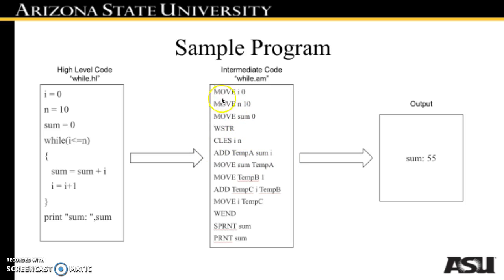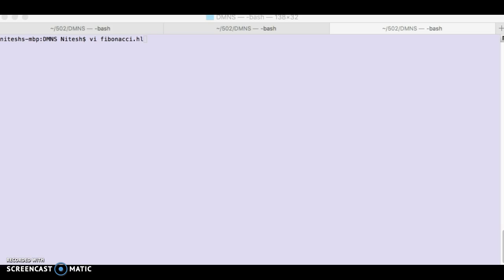Next we pass this assembly code to our runtime environment, and the runtime executes this assembly code line by line, generating the output as shown here. Next, Deepti will take over and run through some of the examples which we have written in DMNS. We'll go to the sample program now.